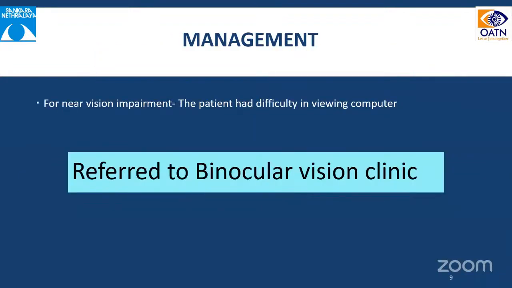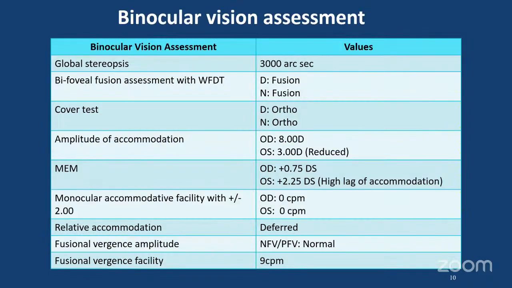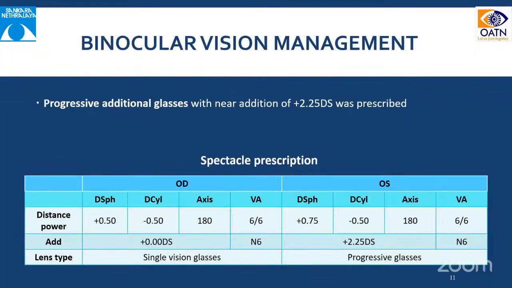Moving on to further management, the patient was referred to the binocular vision clinic, as he was having near vision difficulty and difficulty in viewing computers. On BV assessment, we found that stereopsis was impaired, the amplitude of accommodation in the left eye was reduced, and MEM was also reduced. There was a high lag of accommodation. So corrective addition glasses of 2.25 were prescribed to the patient for the left eye.